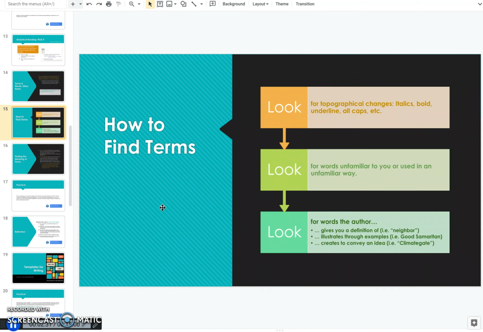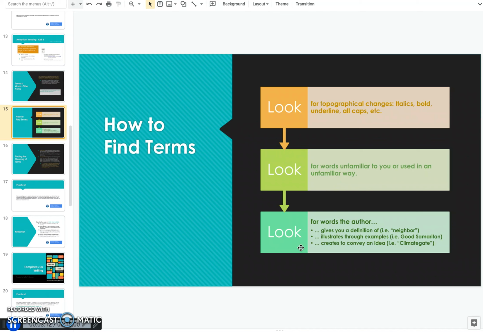So how do you spot terms when reading? Basically, look for typographical changes like italics or bold or underlines. These are things that you commonly see in textbooks. They're not always going to appear in articles or other books. So if that's the case, look for words unfamiliar to you, maybe like terminology. Think about if you're reading a music textbook. There's a lot of musical terms in there that we don't use in everyday life. Okay. You can also look for a word that's used in a way that's unfamiliar to you. That's a good clue right there that this author is maybe using this word in a specific way.